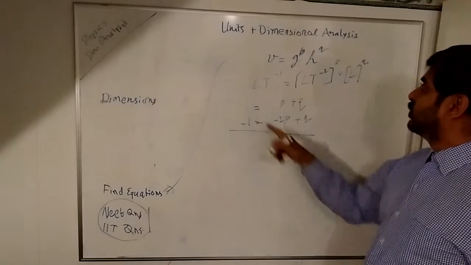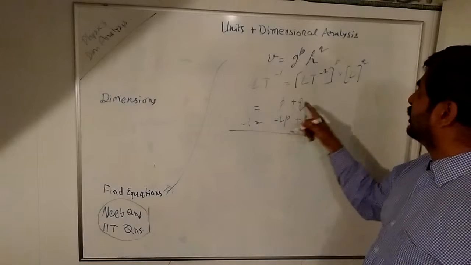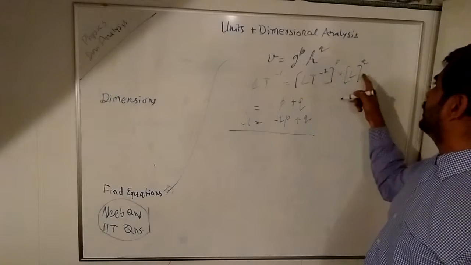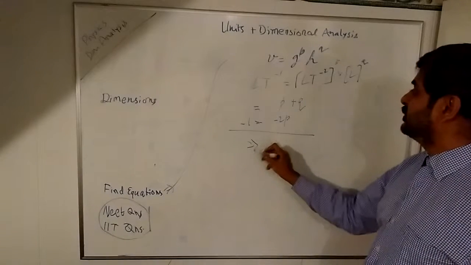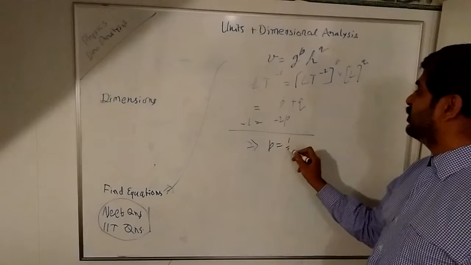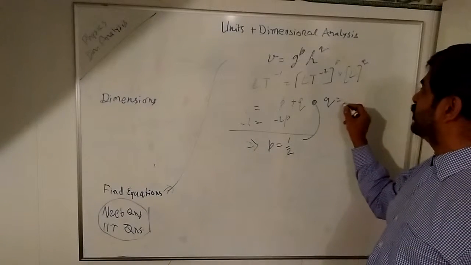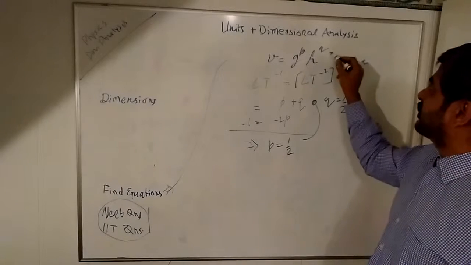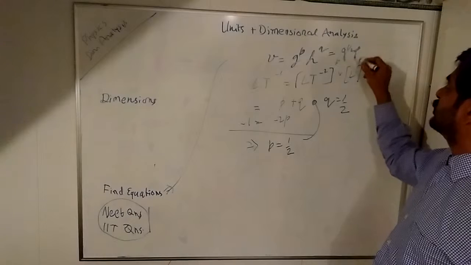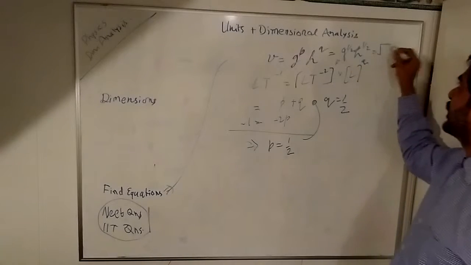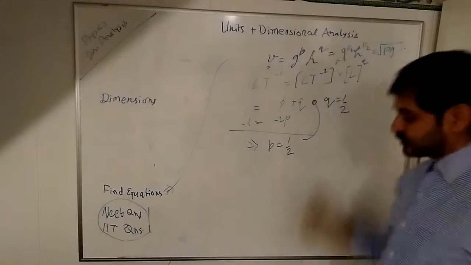So 1 is equal to p plus q here, and I think something is wrong here. So T to the power of minus 2p, there is no T here, so minus 2p is equal to minus 1. This means p is equal to 1 by 2, and let us substitute p to the value here. We get q is equal to 1 by 2. So the final formula is g to the power 1 by 2 and h to the power 1 by 2, and we can also write it as square root of gh. So this is the velocity formula in terms of g and h.